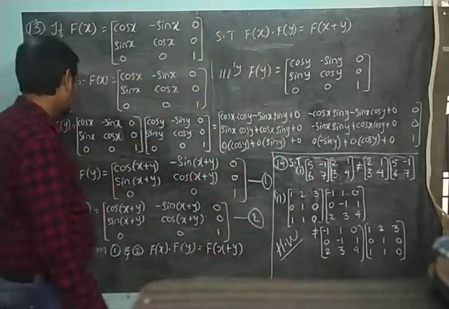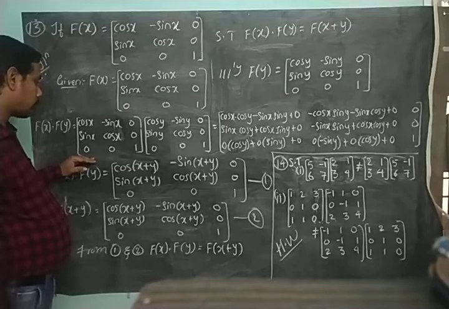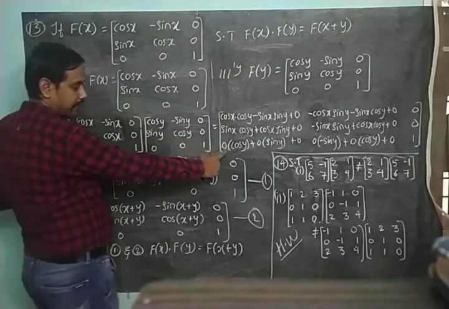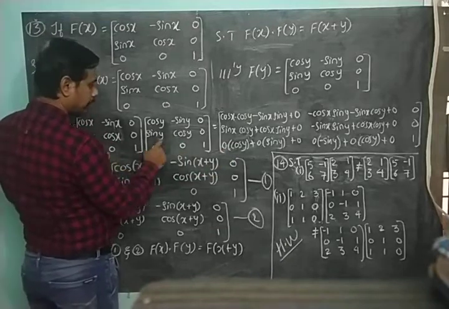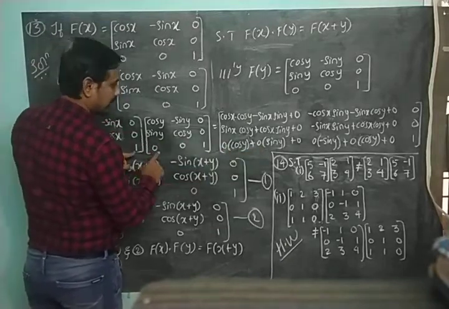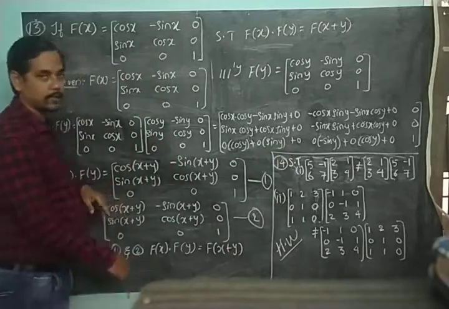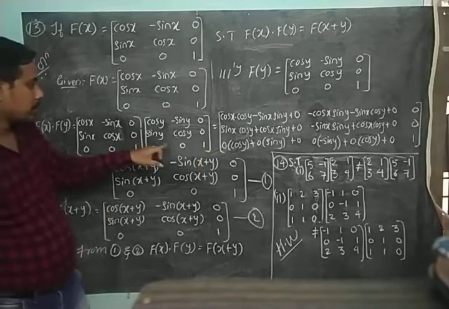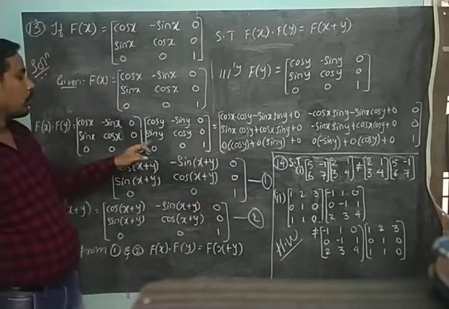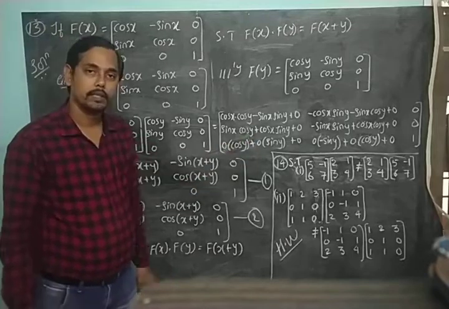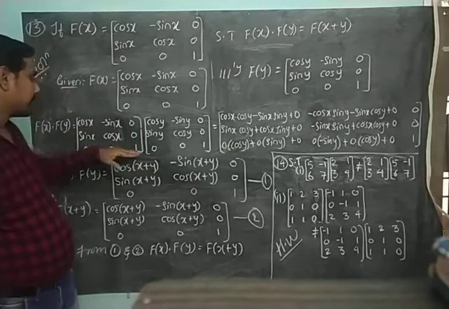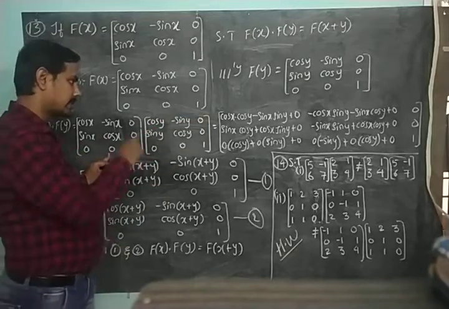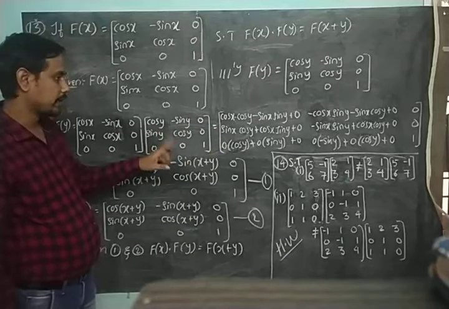Right. So coming to third row. Third row with first column. 0 into cos y plus 0 into sin y plus 1 into 0. That is 0. Next, third row with second column. 0 into minus sin y plus 0 into cos y plus 1 into 0.